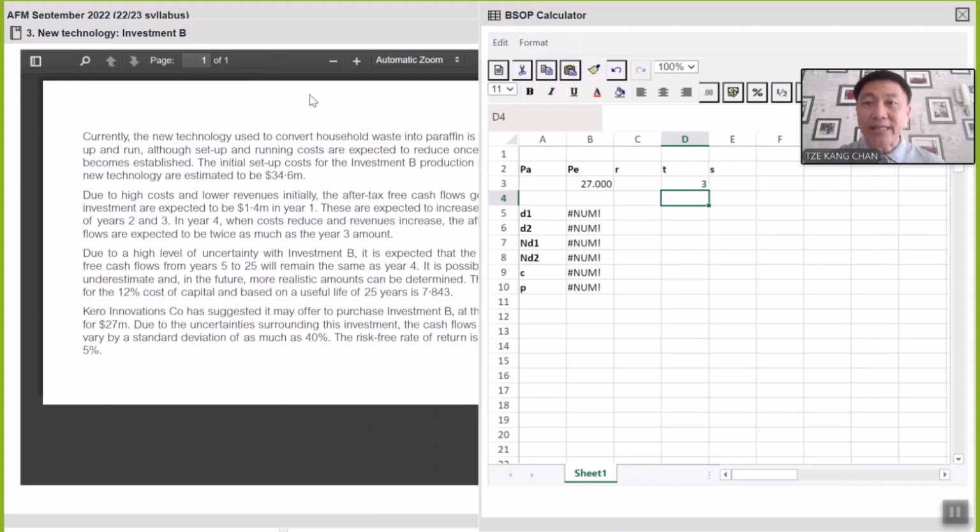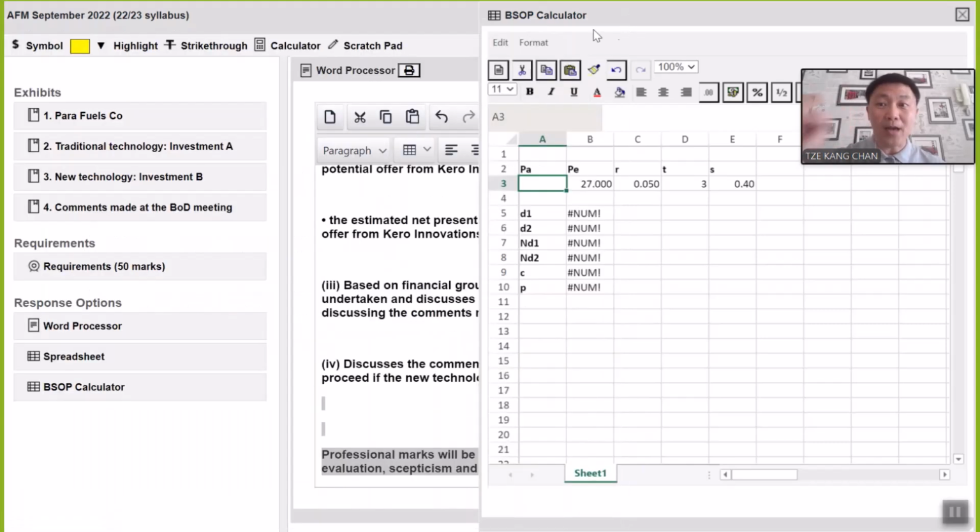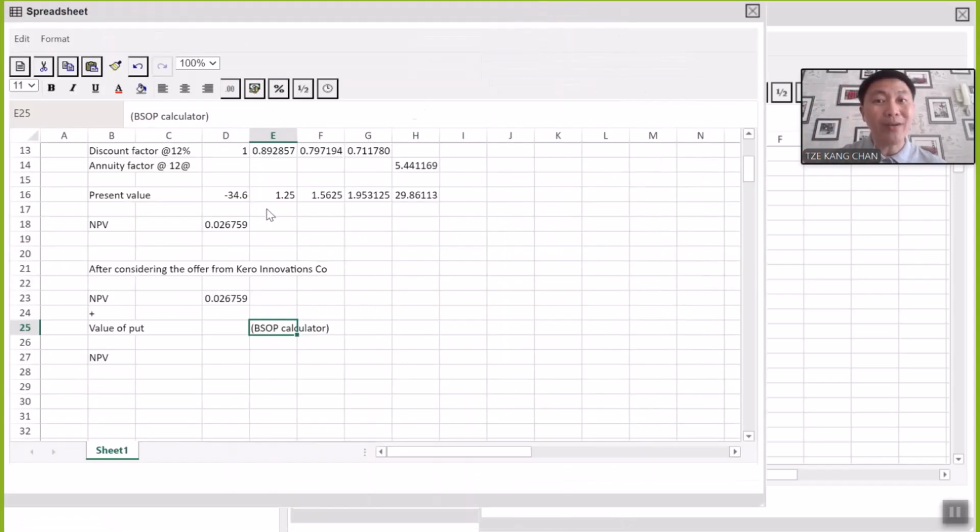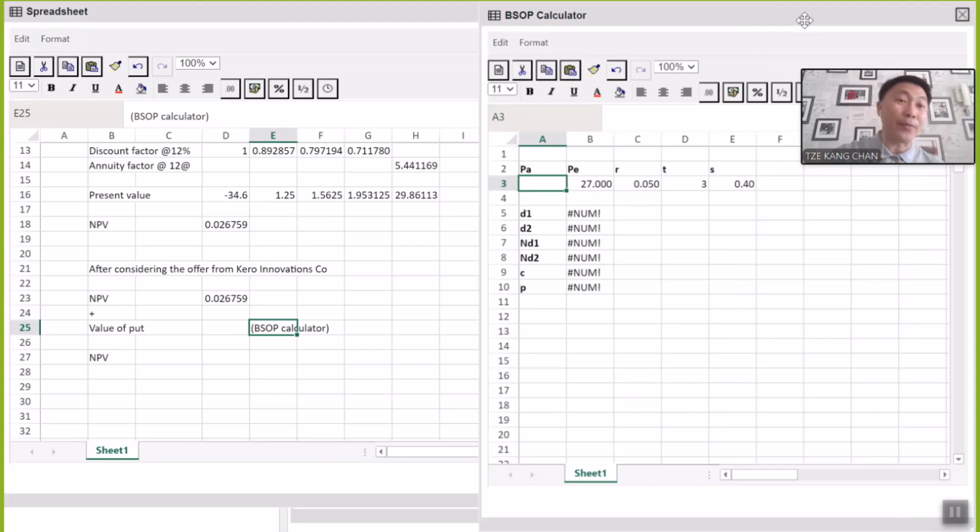Followed by the standard deviation, which is provided at 40%, so that goes under S. Bear in mind, under the B sub calculator, you need to ensure the figures are inserted in decimal. Last but not least, the risk-free rate of return is 5%, that is, in other words, 0.05. So the last figure that we require is therefore, what is the value of the asset? According to what we have mentioned a moment ago, that seems to be the present value of all the future cash flow after abandoning the project.